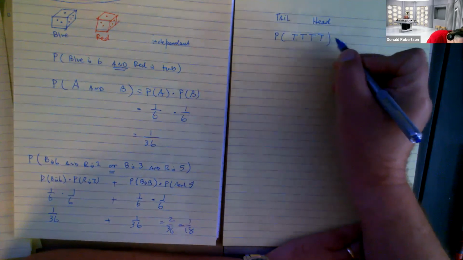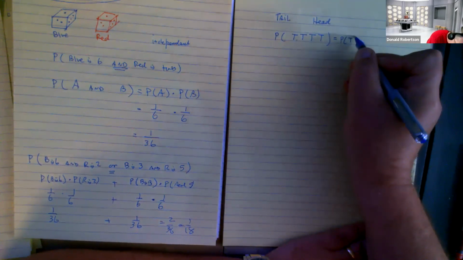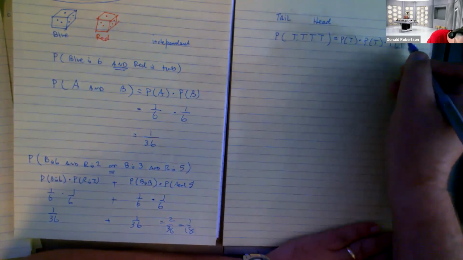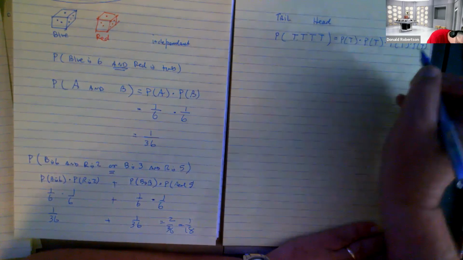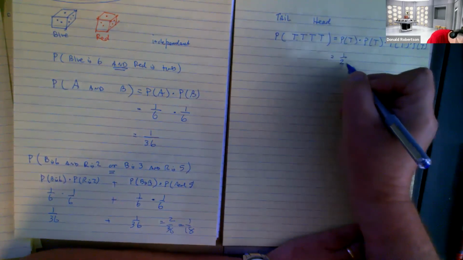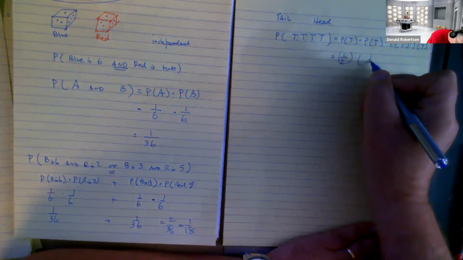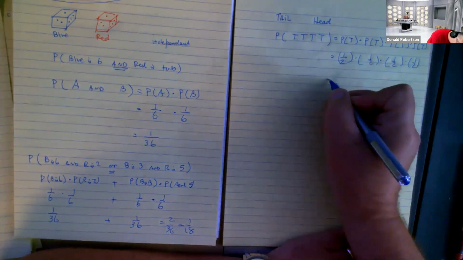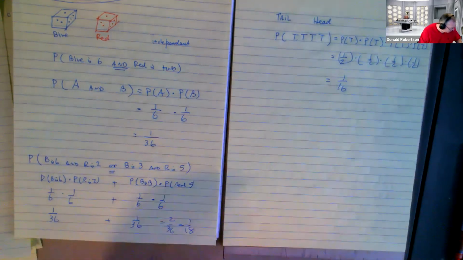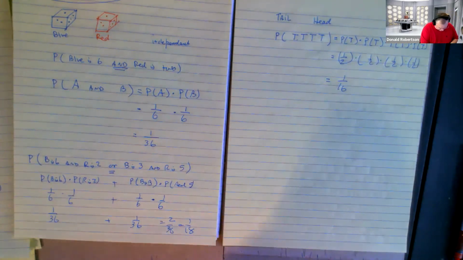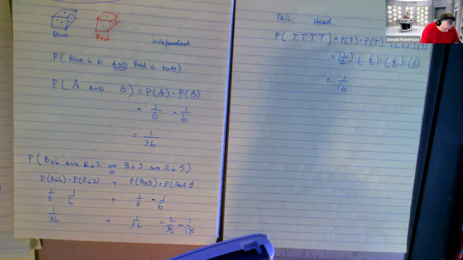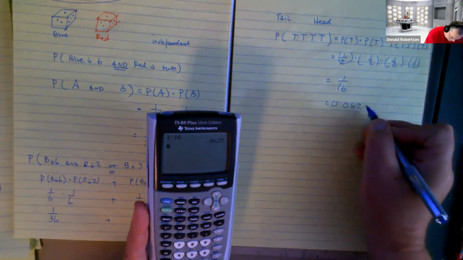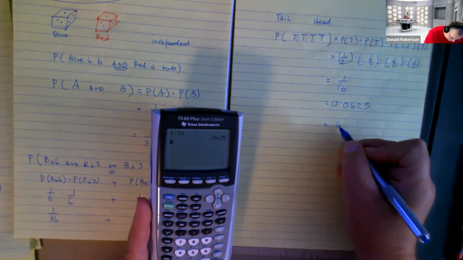Well, since all of these are independent of each other, can't I just find the probability of each one and multiply them together? And the probability of a tail is a half. In fact, it's always a half because they're independent of each other, which means 1/16. And just because I want to, I'll turn that into a decimal, because maybe the next time they want a decimal, and I'll turn it into a percentage.